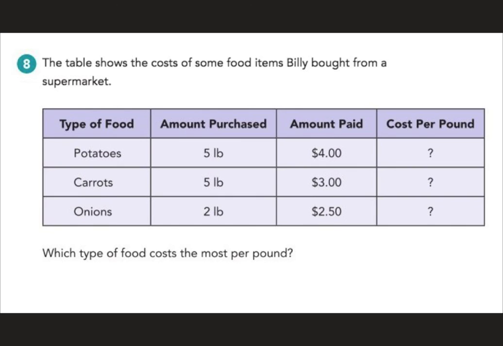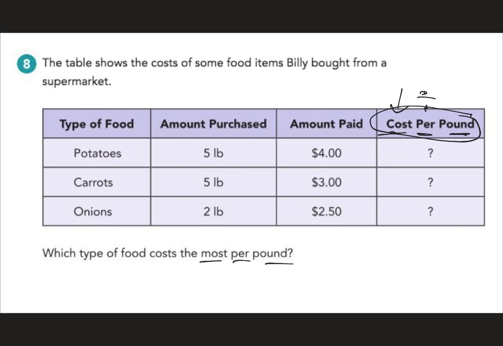The table shows the cost of some food items that Billy bought from a supermarket. Potatoes are 5 pounds for $4. Carrots are 5 pounds for $3. Onions are 2 pounds for $2.50. Which type of food costs the most per pound? So for finding the cost per pound, we do the amount paid divided by the amount purchased. So we're going to have to type it in backwards of what the table has. We take the cost and divide it by the pounds.